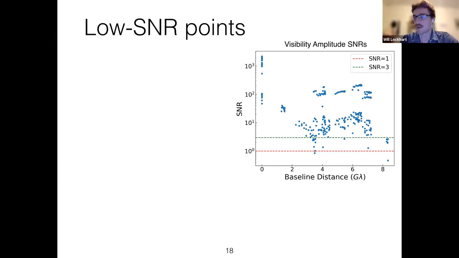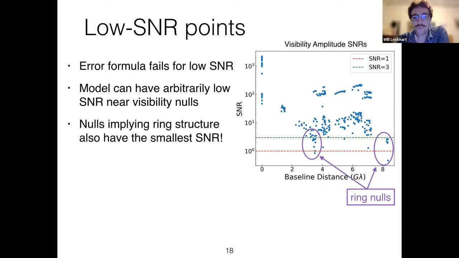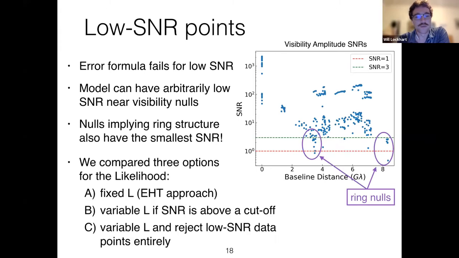Okay, so the second thing that we tried differently is what to do with low signal to noise points. On the figure on the right, you see the visibility amplitudes for one of the data sets sorted by SNR. There's a number of points that are below about 3, and that's when these closure phase uncertainty formulas start to break down in the first place. So it's not clear that we can necessarily trust them. The other problem is that when you're exploring a model, if your model is some simple ring shape, you can have arbitrarily small SNRs near these nulls around 3 gigalambda and 8 gigalambda. These are important because this is part of what's probably telling us that there's a ring structure in the first place. So we should pay attention to how these points are handled.